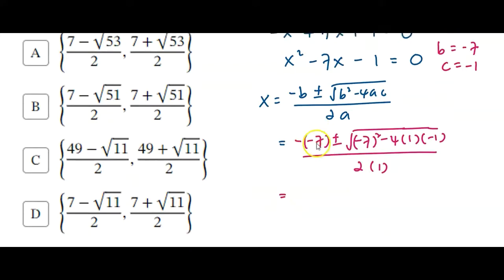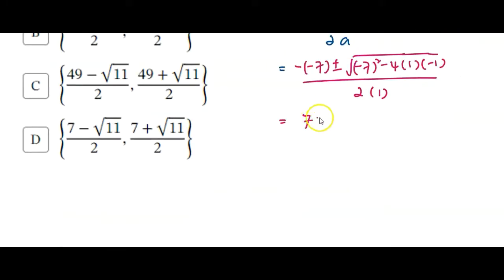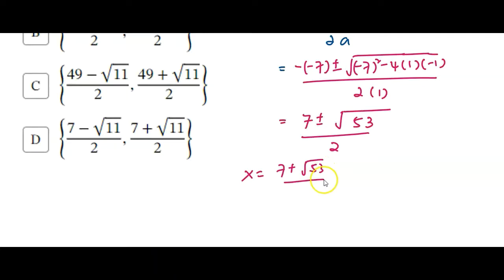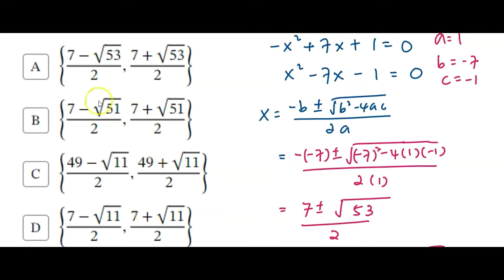All right. Then after that, you have your 7 plus minus square root of 49 plus 4, we got 53, over 2. So I got two solutions. One solution is 7 plus square root of 53 over 2. The other one is x equals 7 minus square root of 53 over 2. So among the options A, B, C, D, that will be the answer A.